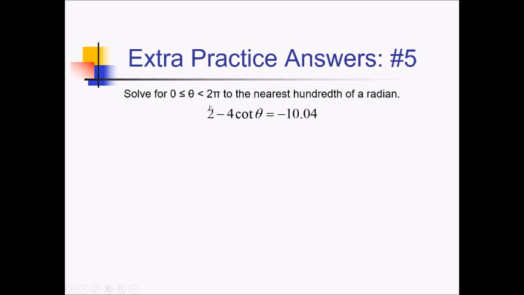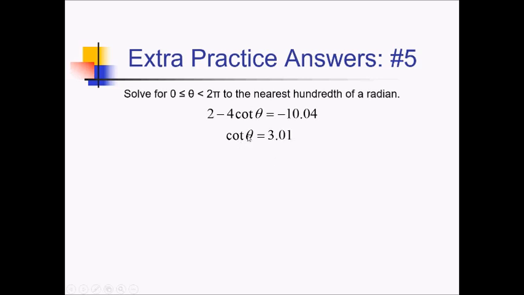I can do that by subtracting 2 and dividing by negative 4. If I subtract 2, that's going to be negative 12.04. And dividing that by negative 4, let's see here. If this is 12.04, dividing that by 4 gives 3.01. So positive 3.01 equals cotan of theta.